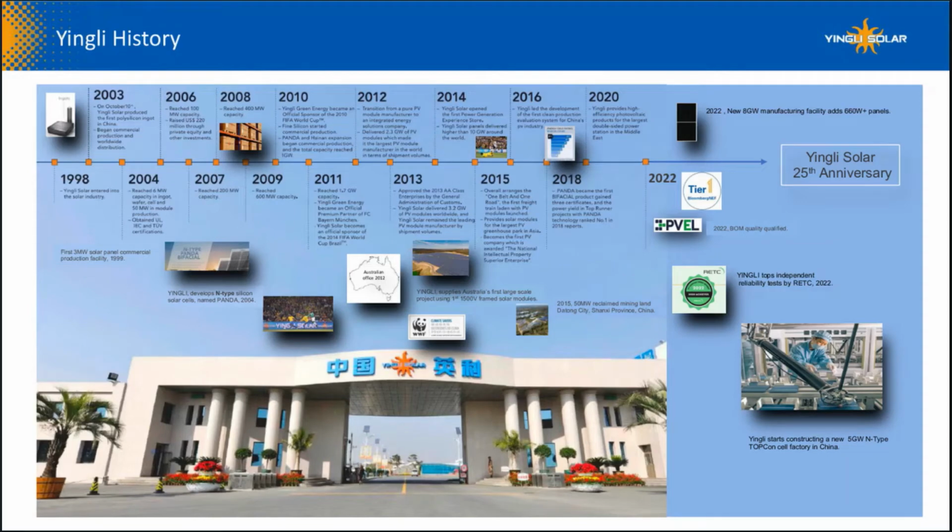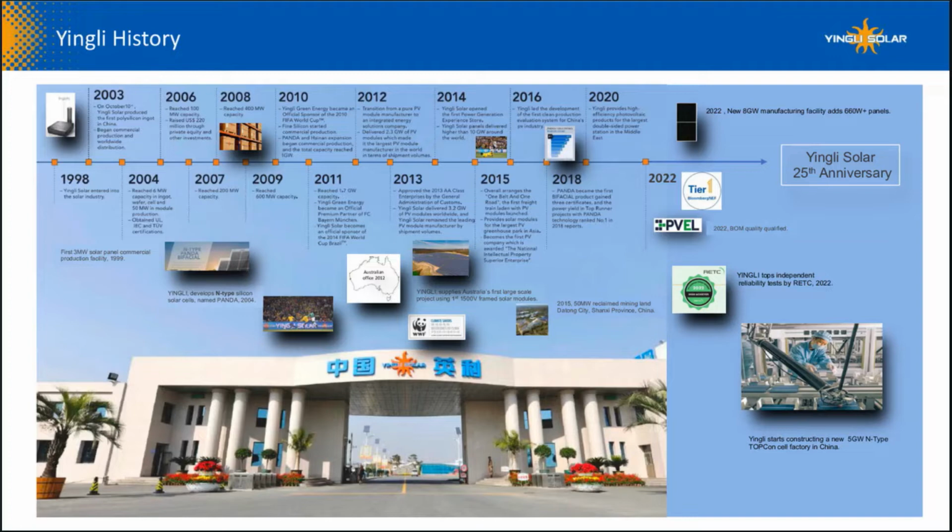As Yingli is a true pioneer of our industry, there have been many firsts for us, such as the first 3 megawatt solar production facility way back in 1999. In October 2003, Yingli produced the first polysilicon ingot in China and quickly began commercial production and worldwide distribution.